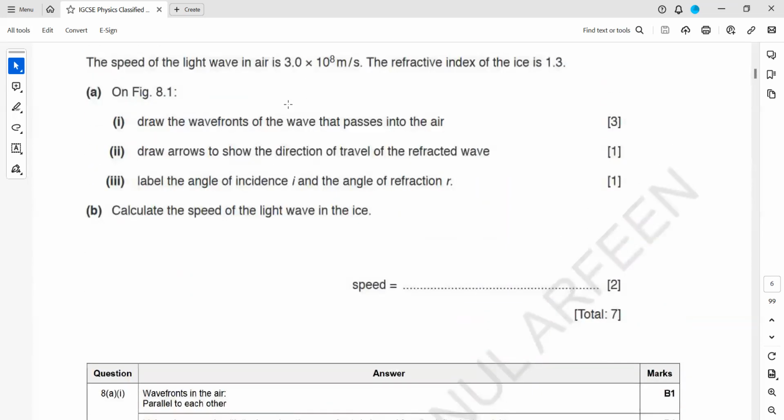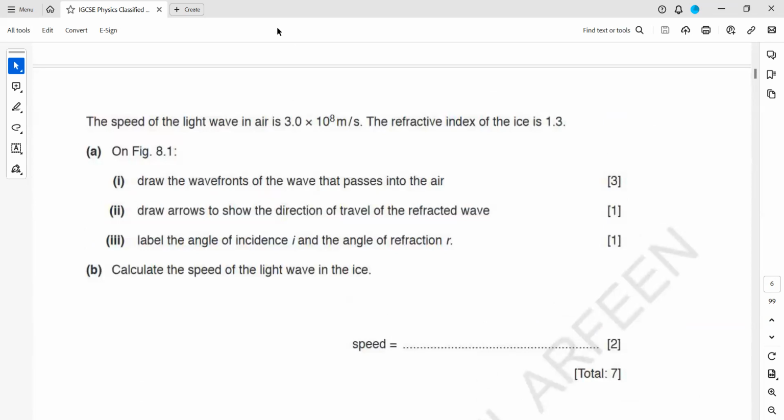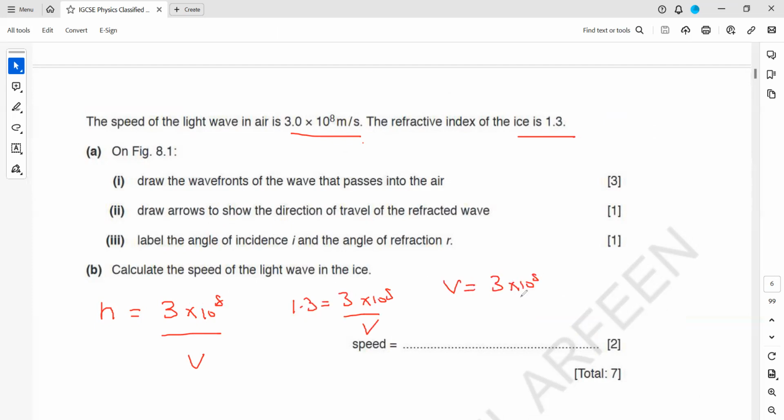The next part: calculate the speed of light in ice. We have the speed of light in air and we have the refractive index. The formula: refractive index is the speed of light in air, which is 3 exponent 8, divided by the speed of light in the medium. One mark is for writing the formula, one mark is for the final answer. This is 1.3, this is 3 exponent 8, and v. Cross multiply, so it will be 3 exponent 8 divided by 1.3, that is 2.3 into 10 power 8, and the unit is meters per second.